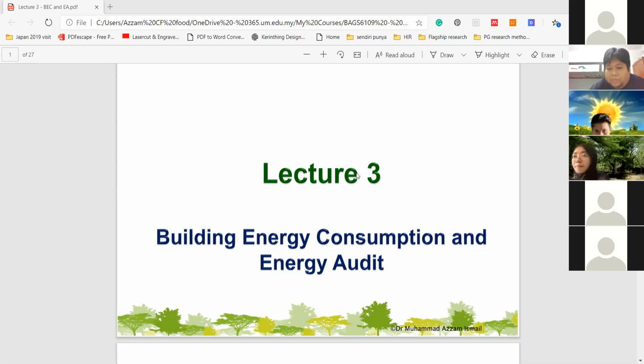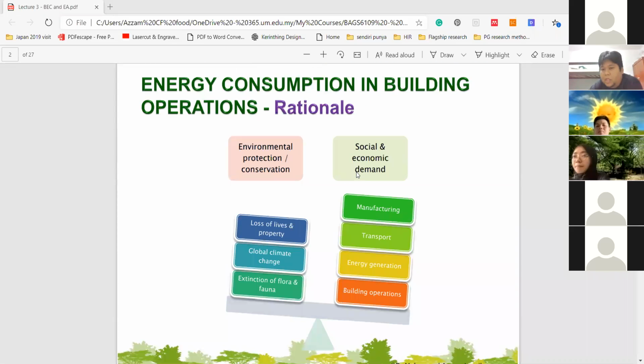So let's go into the lecture. The rationale behind this topic is about the balancing act between two things: environmental protection and conservation, against the social and economic demand. Whether we like it or not, sustainable development too is an oxymoronic kind of term.